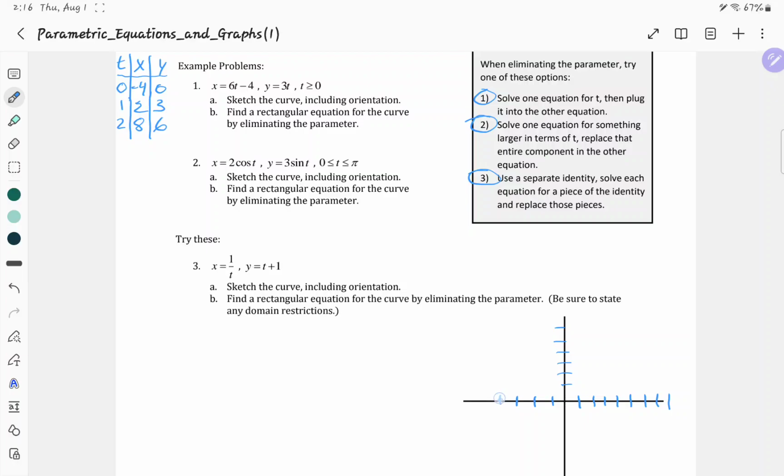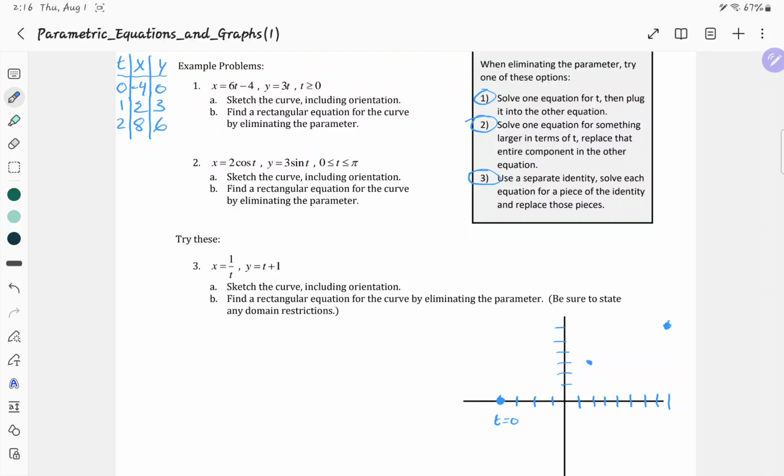So negative 4, 0. This is my starting value when t is 0, right? So t equals 0 starts right there. When t is 1, we get the point 2, 3. So 1, 2, 3, that's going to be right there. And then 8, 6 will be that final value. So 8, 6, that'll be right around there. So that's kind of what we're looking at for this one.